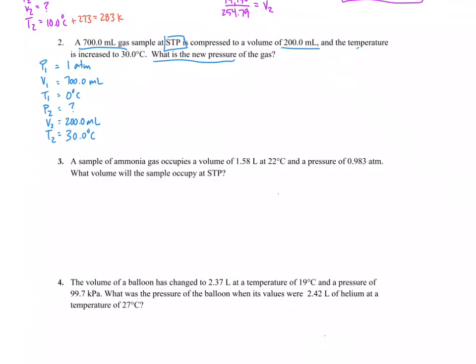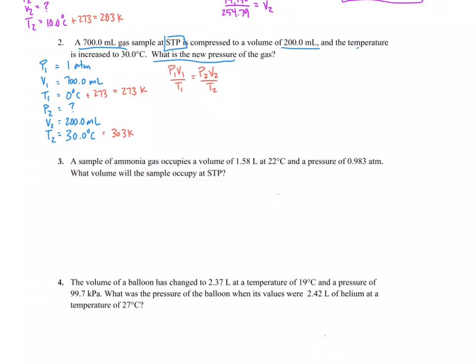So remember, before we start, our temperature must be in Kelvin. For each degree Celsius, I'm going to add 273. So 0 plus 273 is 273, and 30 plus 273 is 303. These are both in Kelvin. So now I can get started. P1 V1 over T1 equals P2 times V2 over T2.